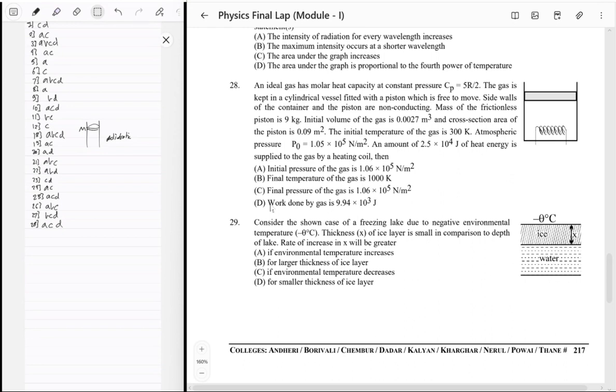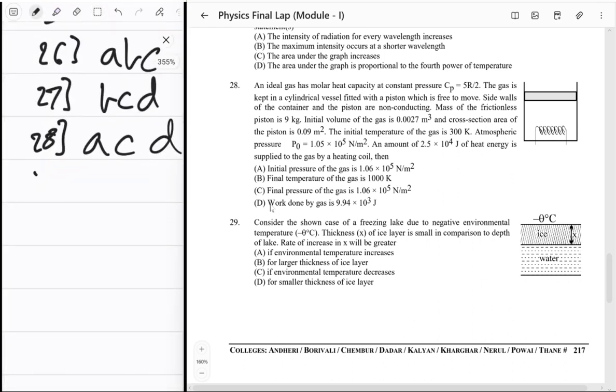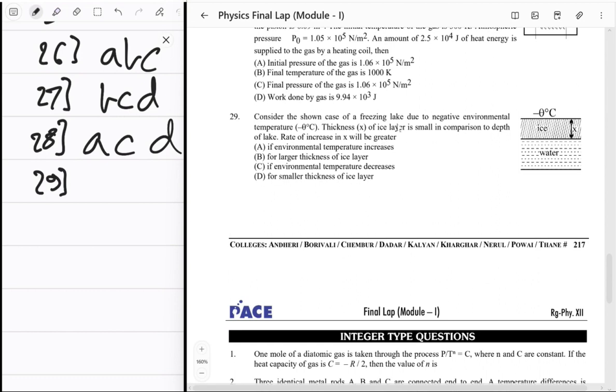29. 29 is considered the shown case of freezing lake due to negative environmental temperature. Okay. Thickness of ice layer is small in comparison to depth of lake. Rate of increase of x will be greater if, okay ठीक है. So thickness of ice layer is small in comparison to depth, cool, increase in x, right? So it's increase, what, fine. And the water is at what temperature, we don't know. Oh no, it actually is like, yeah, okay, अंदर का temperature थोड़ा अलग रहता है, right?